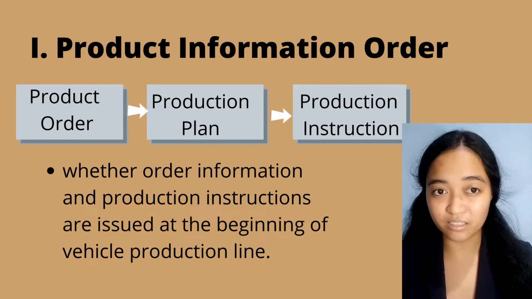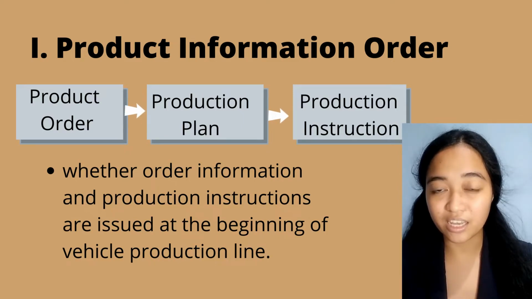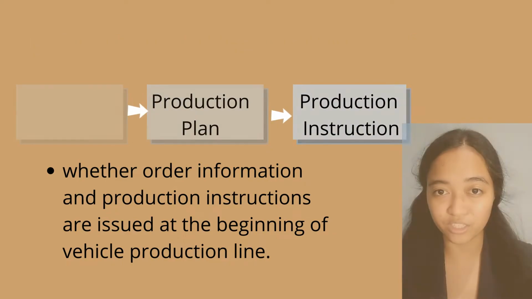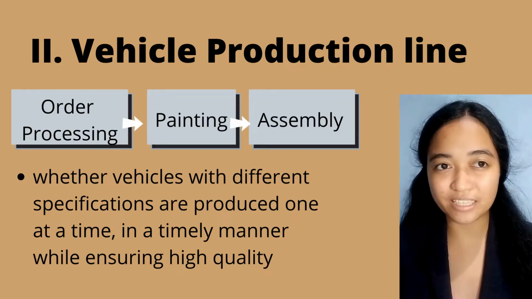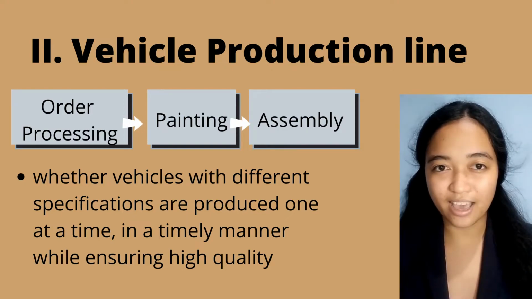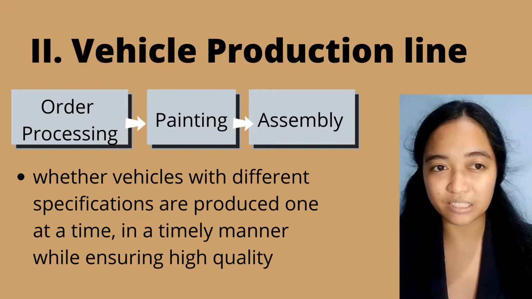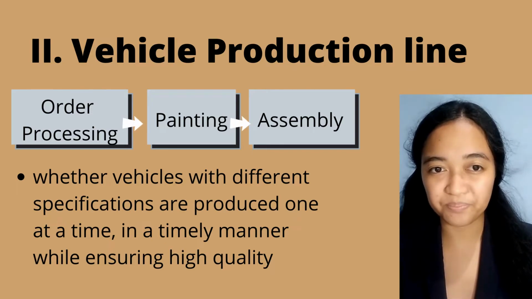That will then be the basis in producing product instruction. These three phases will be audited on whether order information and product instructions are issued at the beginning of vehicle production line. Second is the vehicle production line, which is divided by three phases: order processing, painting, and assembly. The auditor will focus on whether vehicles with different specifications are produced one at a time in a timely manner while ensuring high quality.